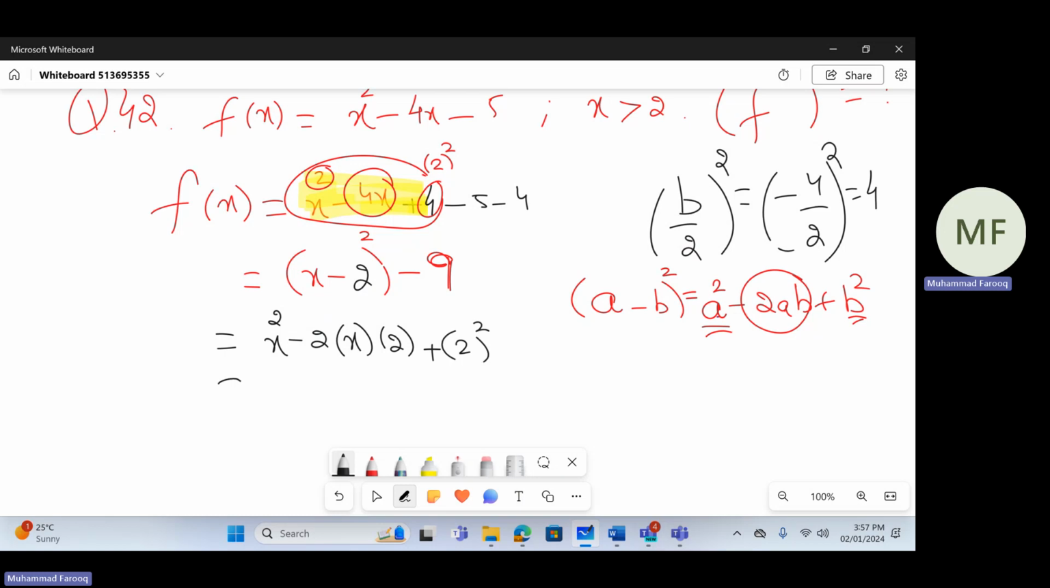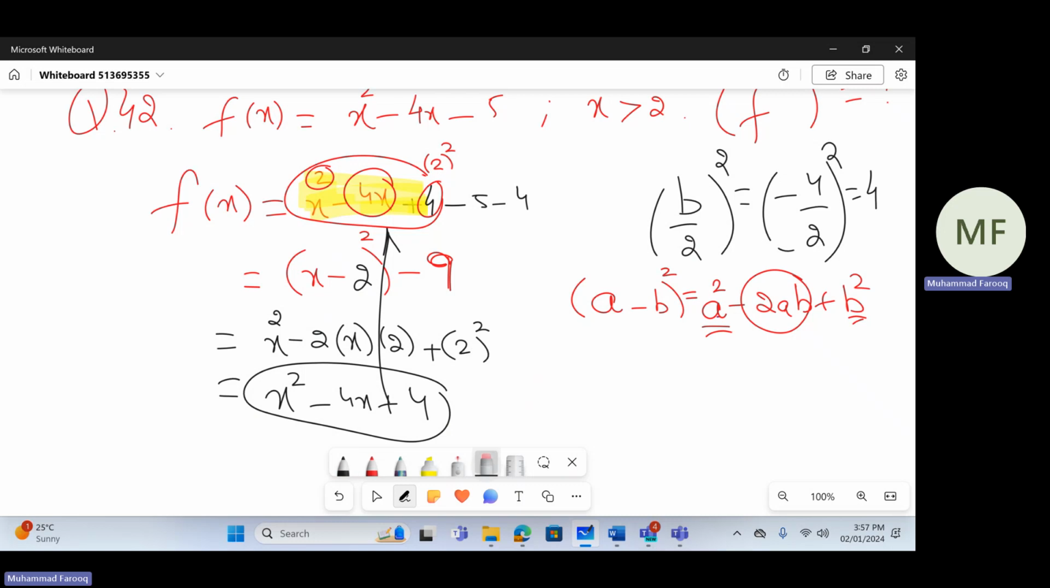Now check the answer, please. It's x², then 2 times 2 is minus 4x, and 2 squared is 4. Is it the same as this one? Yes. So you can cross check. You can verify whether the form which I made as a complete form is correct or not. So you can check this. Now I hope you understand.